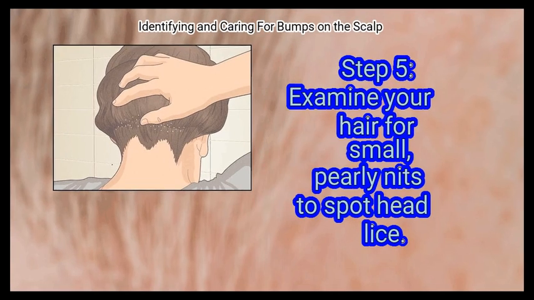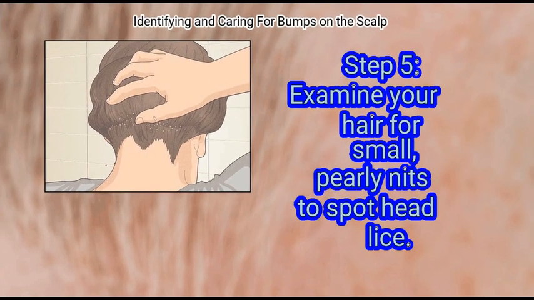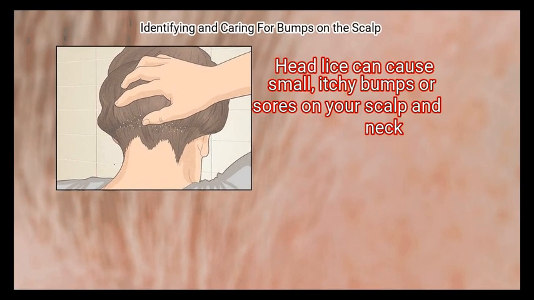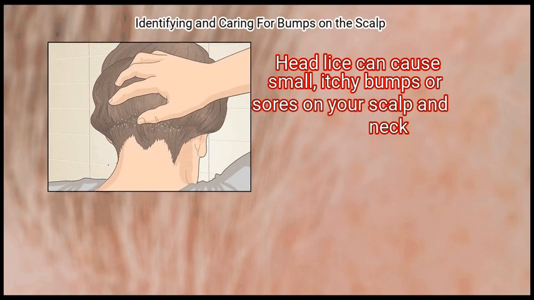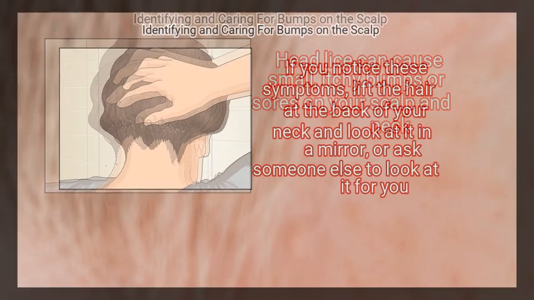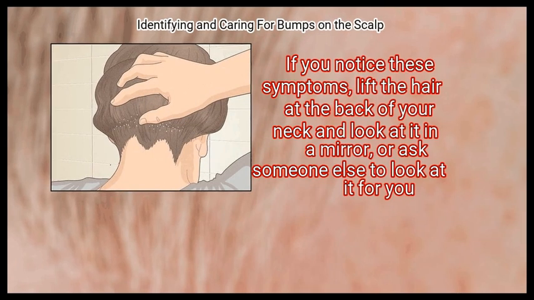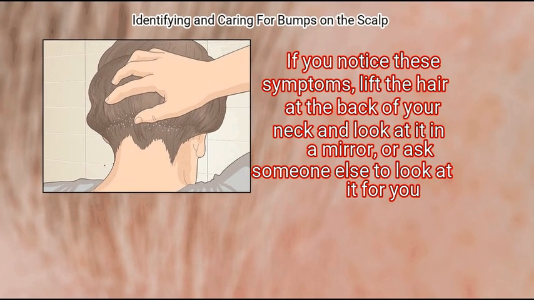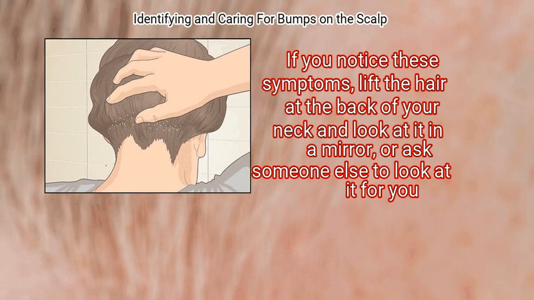Step 5. Examine your hair for small, pearly nits to spot head lice. Head lice can cause small, itchy bumps or sores on your scalp and neck. If you notice these symptoms, lift the hair at the back of your neck and look at it in a mirror. Or ask someone else to look at it for you.